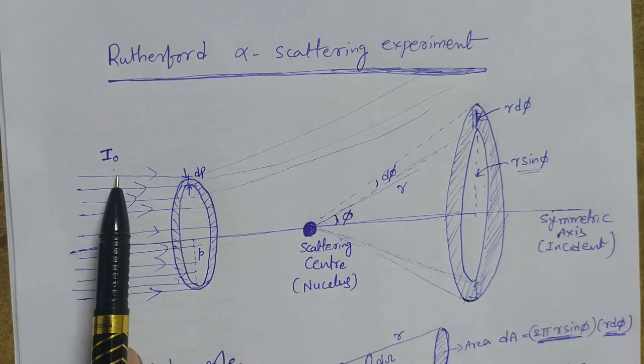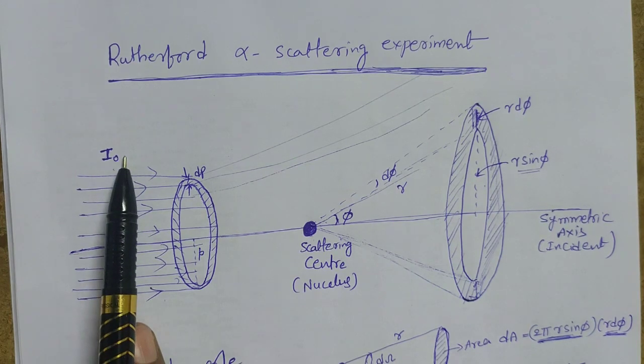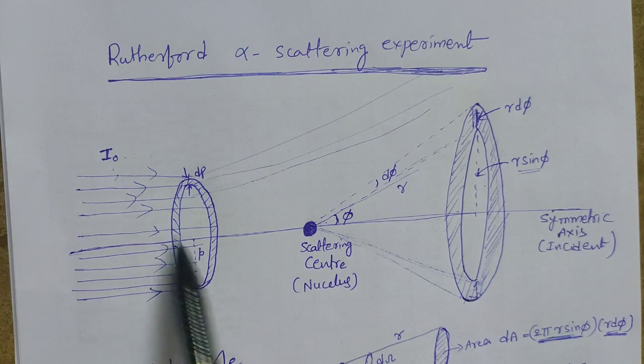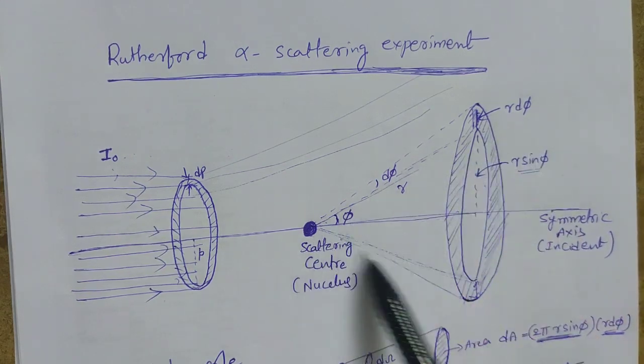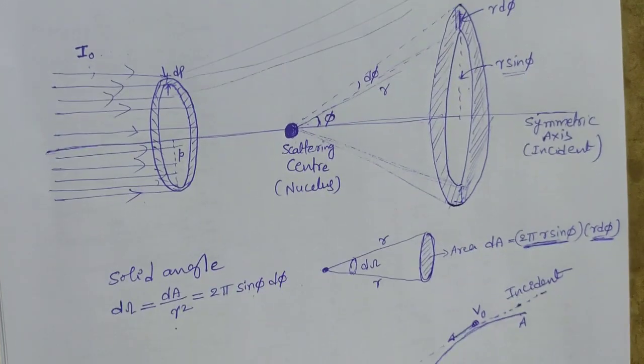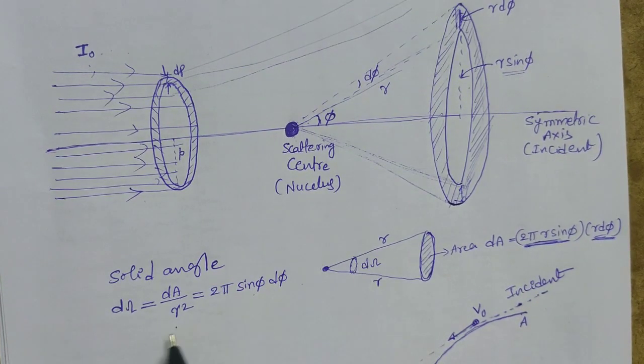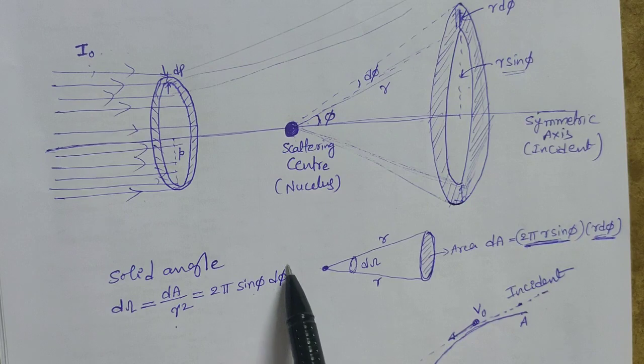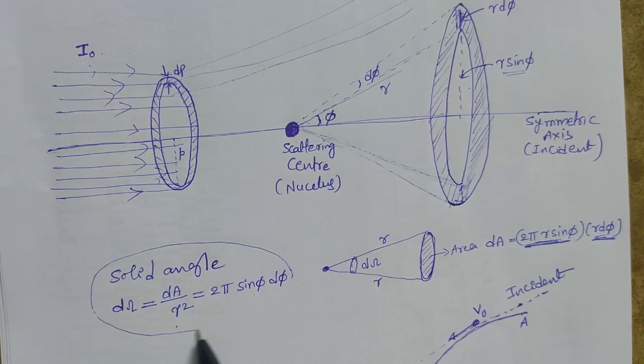I call I naught the intensity of the incident alpha particles, that is the number of particles per unit time per unit area. They will scatter in all directions, at a particular angle phi. Here I have defined the solid angle for you. Remember, the solid angle is a function of phi only, that is the scattering angle.